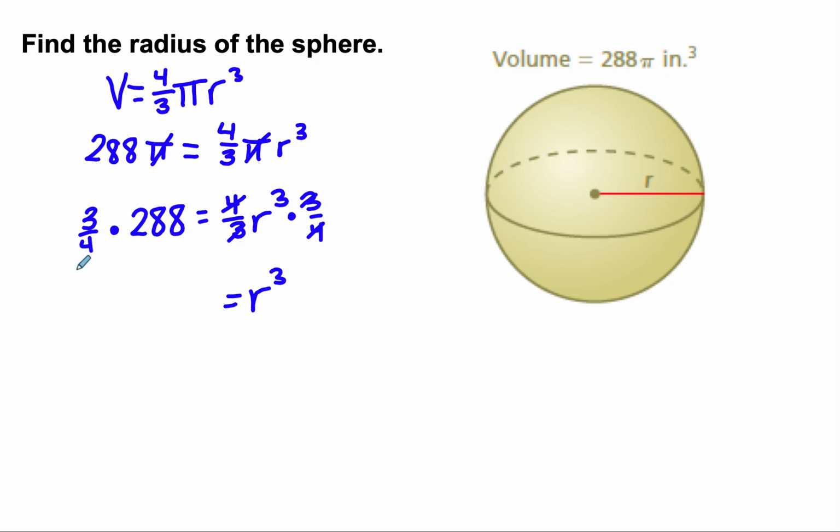All right, and then I have 3/4 times 288. And if it helps you in your calculator, you can put in that 3/4 as 75/100 if you want to, in parentheses. So 3/4 times 288 gives me 216. All right, so now I have 216 equals radius cubed.